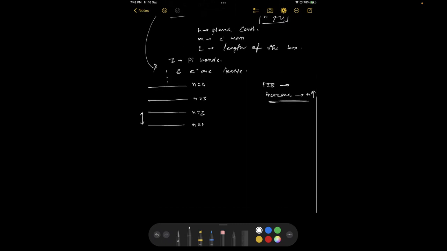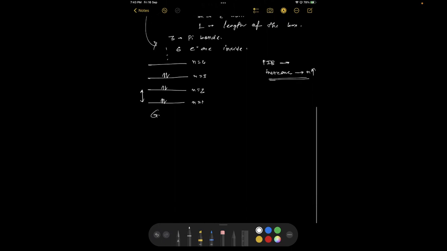So let's just fill out this energy level. There are 6 electrons. So in the n equal to 1 state, there will be 2 electrons. In the n equal to 2 state, there will be another 2 electrons, and for the n equal to 3 state, there will be another 2 electrons, right? So the 6 electrons are filled up in three states. So this is the ground state corresponding to the 1,3,5-hexatriene molecule.